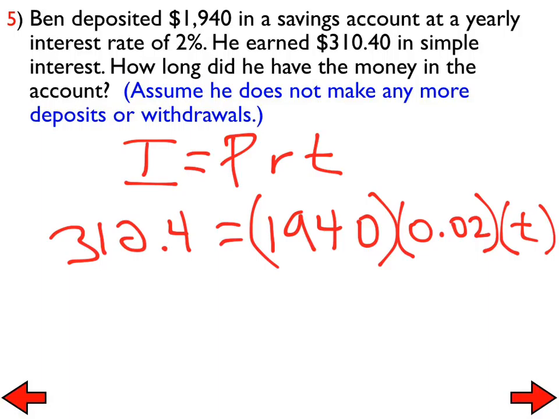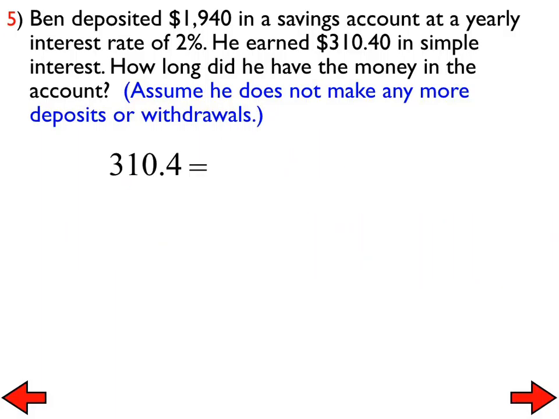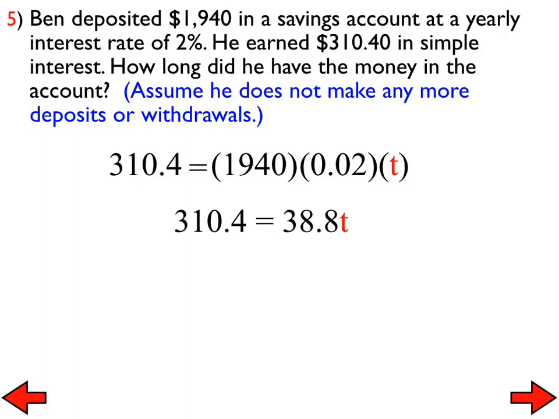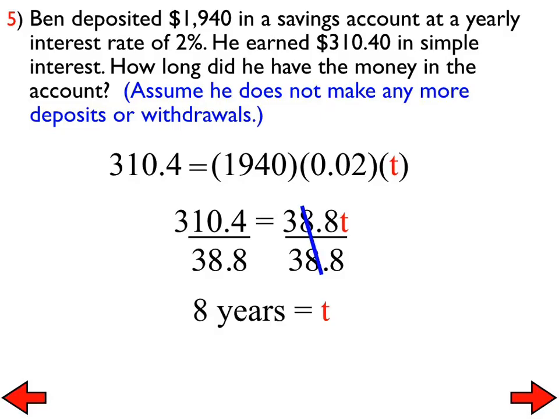So go ahead and multiply these two numbers so that you can have something to divide by. And solve for the t, which is in years. When you multiply the principal and the rate, you should get 38.8. And then to solve for t, you need to divide both sides by 38.8. T equals 8 years. So he had the money in his savings account for 8 years in order to make $310.40. So now, as a total, he has that plus the principal.